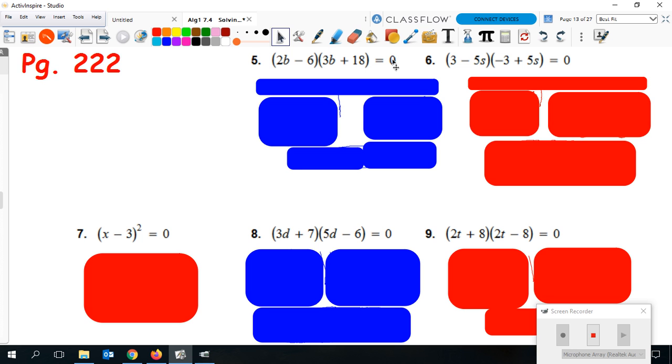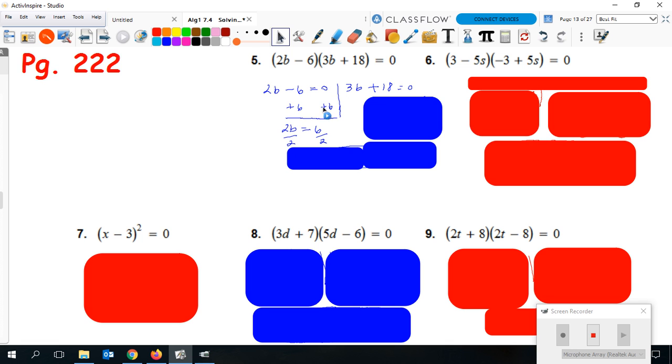So for number 5, we're using our zero product property, set each factor equal to 0. 2b minus 6 is equal to 0. 3b plus 18 is equal to 0. As I solve this one, it's a two-step equation to solve. I'm going to first add the 6, then divide by 2. So add 6 and get 2b equals 6, divide by 2. And so that's going to end up giving me a 3 here for the first answer. b is equal to 3 for this one.